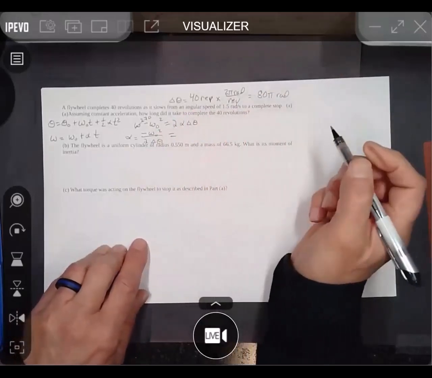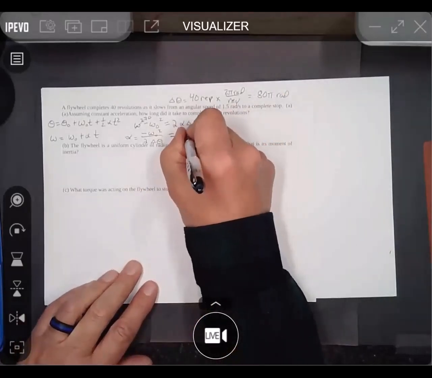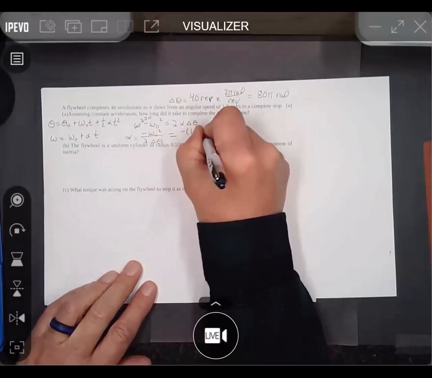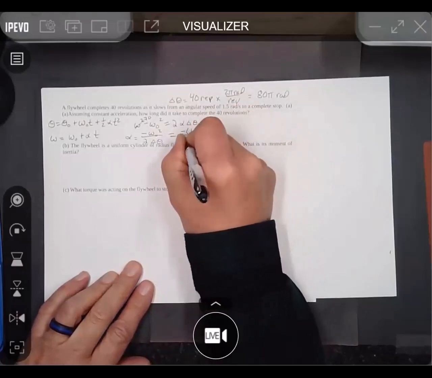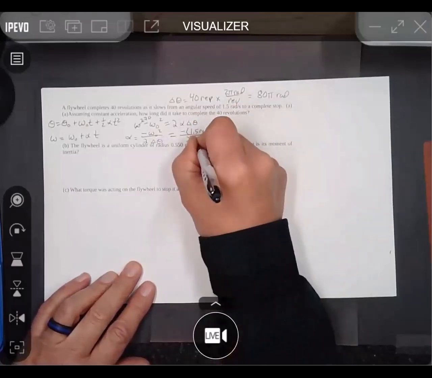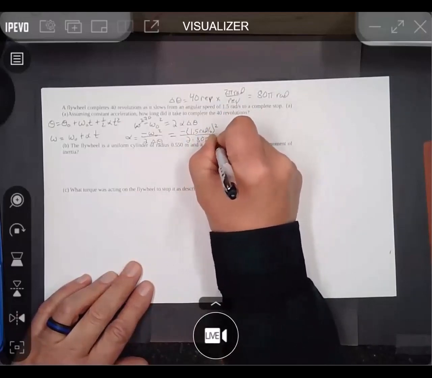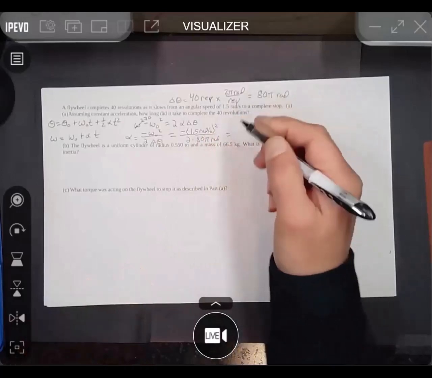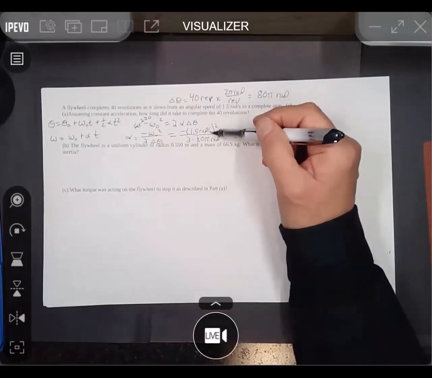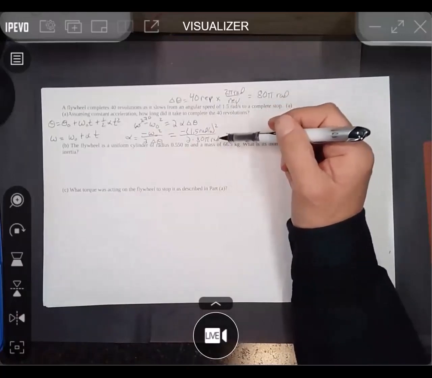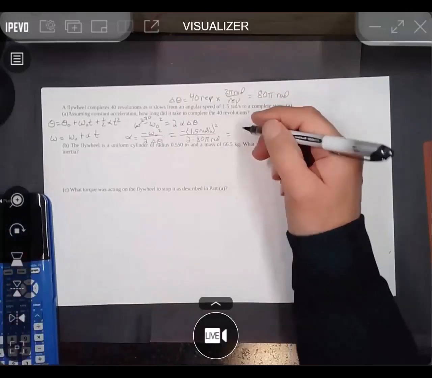So plugging in numbers here, it was 1.5 radians per second for starters. So we'll have minus 1.5 radians per second squared divided by 2 times 80 pi radians. And when I'm done with this, I'll have radians squared per second squared on top. If I divide that by radians, I'll have radians per second squared, which is the usual unit for angular acceleration.